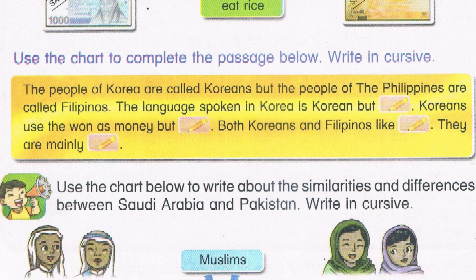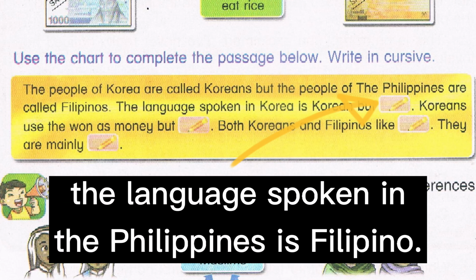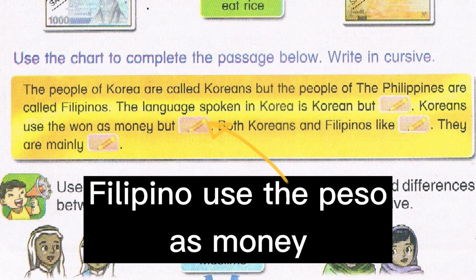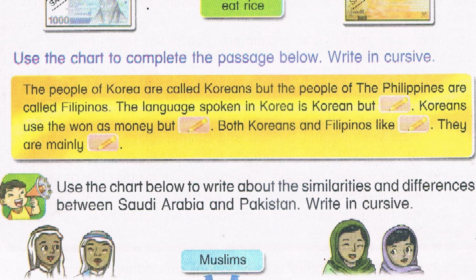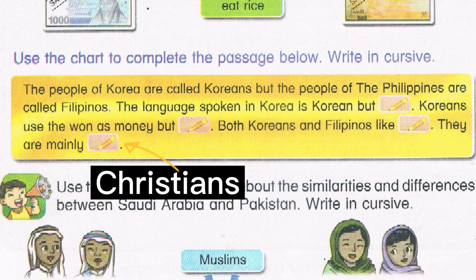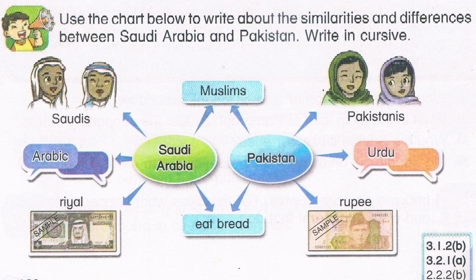Let us start. The people of Korea are called Koreans, but the people of the Philippines are called Filipinos. The language spoken in Korea is Korean, but the language spoken in the Philippines is Filipino. Koreans use the won as money, but the Filipinos use peso as money. Both Koreans and Filipinos like to eat rice. They are mainly Christians.